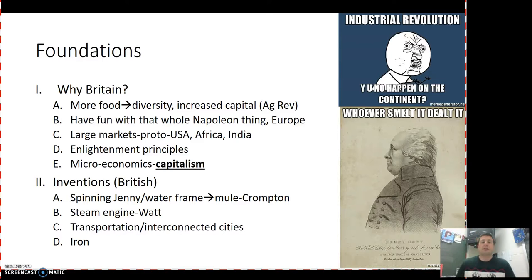Foundations. So why Britain to start with? Number one, with the enclosure movement in Britain, we've talked about the agricultural revolution. We see farms that are owned by more and more wealthy people. You're able to grow more food on less land than ever before, and that means more food for everybody else.